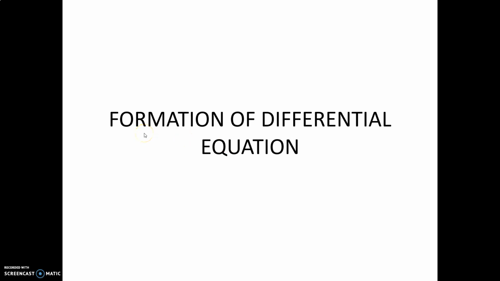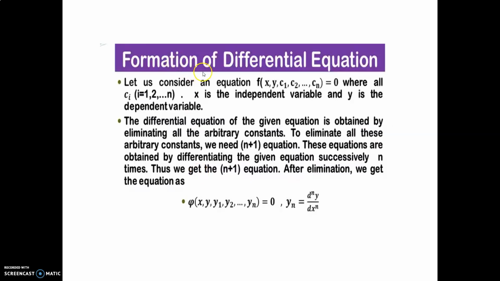Now we move to the next topic, which is very important: formation of a differential equation. Let us consider an equation f(x, y, c1, c2, ..., cn) = 0, where the ci are arbitrary constants, x is the independent variable and y is the dependent variable. The differential equation of the given equation is obtained by eliminating all the arbitrary constants. To eliminate all these arbitrary constants, we need n + 1 equations.